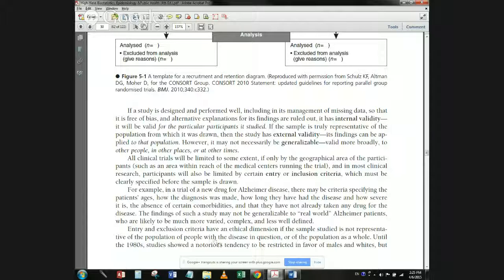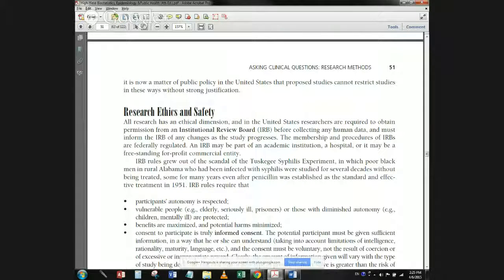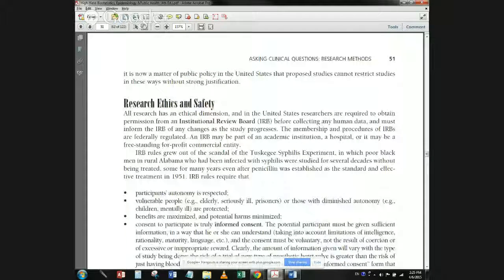Entry and exclusion criteria have an ethical dimension if the sample studied is not representative of the population of people with the disease in question, or of the population as a whole. Until the 1980s, studies showed a notorious tendency to be restricted in favor of males and whites. But it is now a matter of public policy in the United States that proposed studies cannot restrict studies in these ways without strong justification.